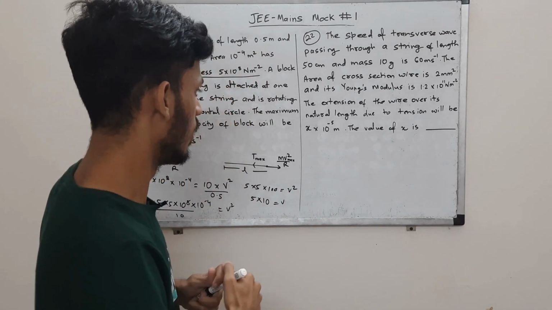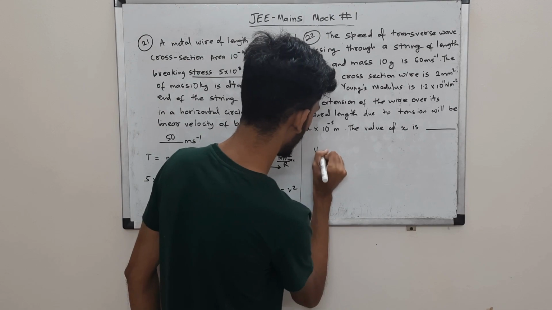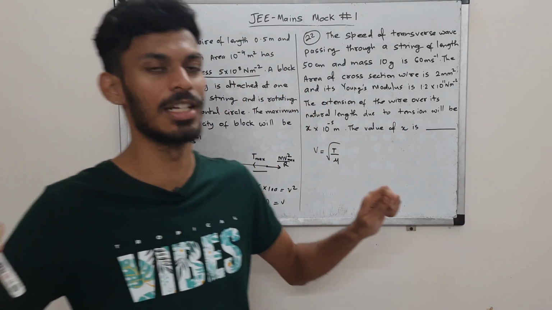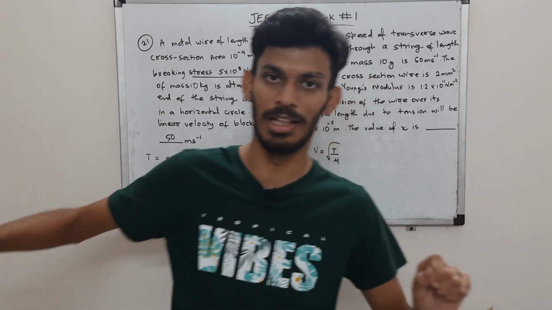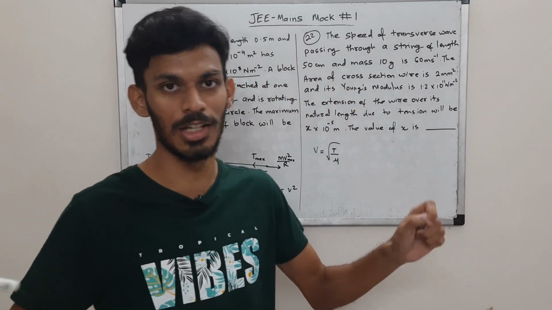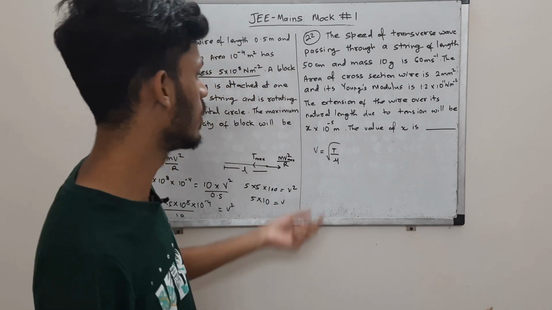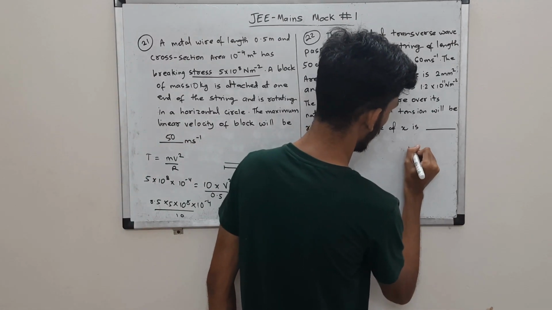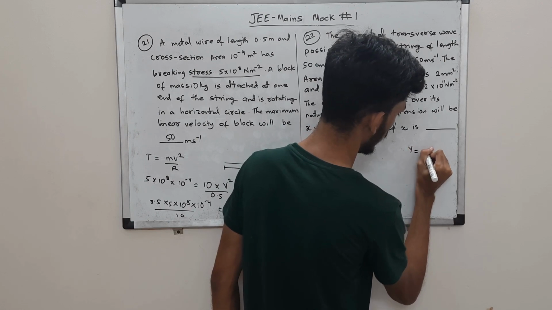Okay, and what is the formula for velocity? Velocity has the formula square root of T by mu. Of course, there should be some tension in the string for the wave to travel, right? When you have waves on a string, from here you are supposed to find the tension. From tension you can easily find it using the formula of Young's modulus.